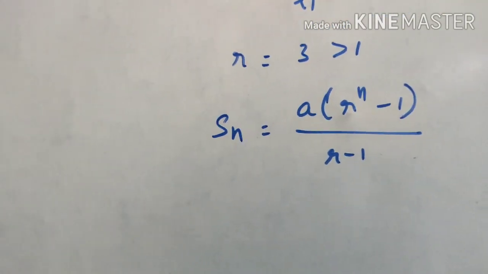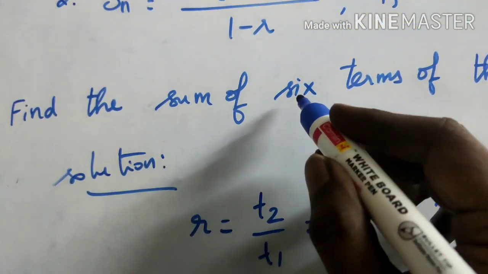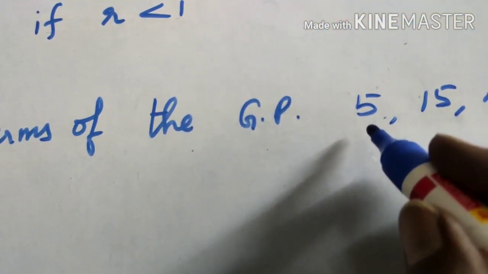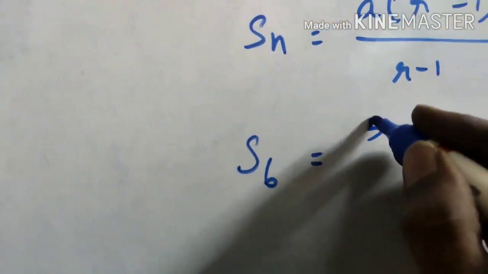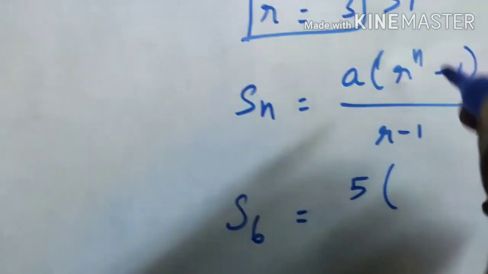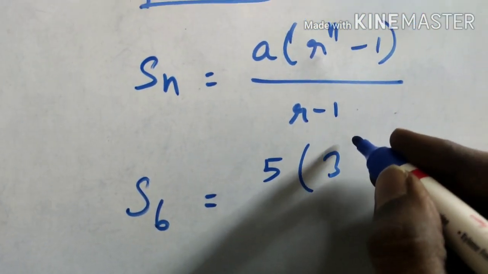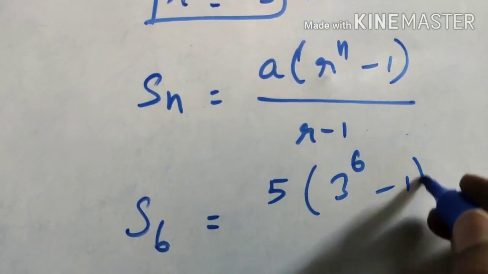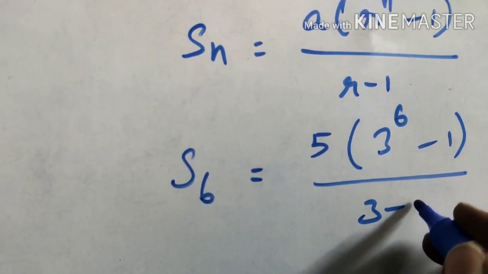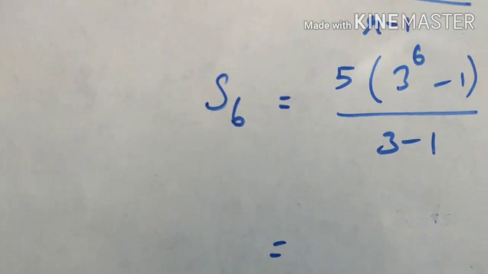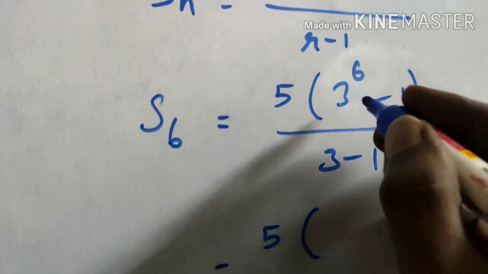Now n is the number of terms, 6 terms they have given. So you can write S6 equal to A, the first term. What is the first term? 5. 5 into R, we found R equal to 3, 3 power n, n is 6. So 3 power 6 minus 1 by 3 minus 1, which is equal to 5 into 3 power 6.